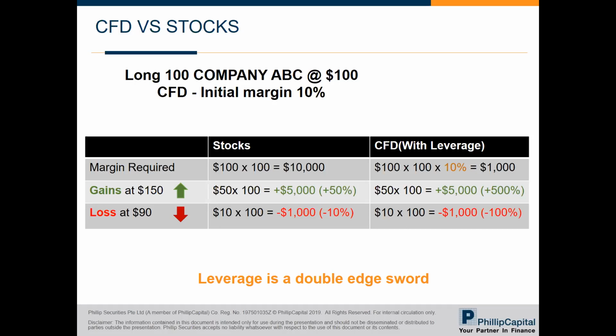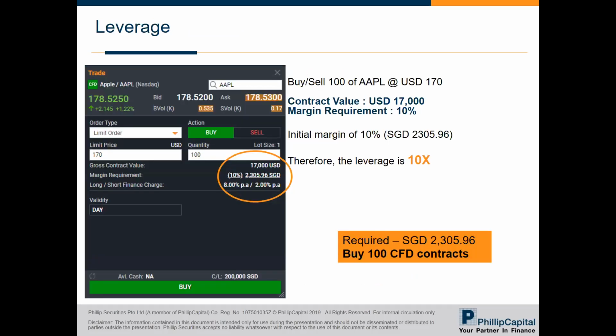So let me show you how much you can leverage on each counter if you use our platform. Using Apple as an example, let's say we want to long 100 Apple at $170. When you launch the order ticket, you'll be able to see the gross contract value, margin requirement, and the long short financing charges. Over here, you can see that the margin requirement is 10%, which also means that in order for you to hold 100 Apple contracts, you need around 2.3K Singapore dollars of margin to purchase the contract worth $17,000. Do note that different counters have different margin requirements and financing charges. Do make sure you check before placing an order.